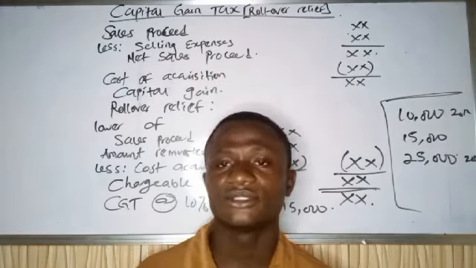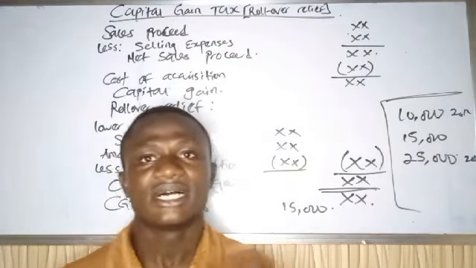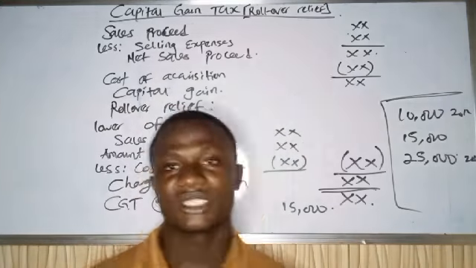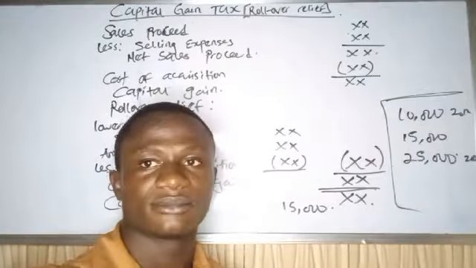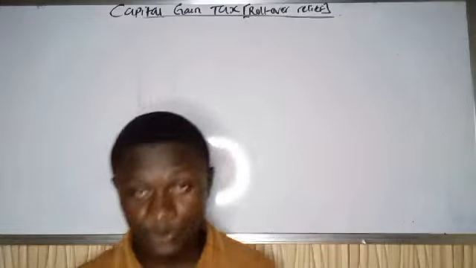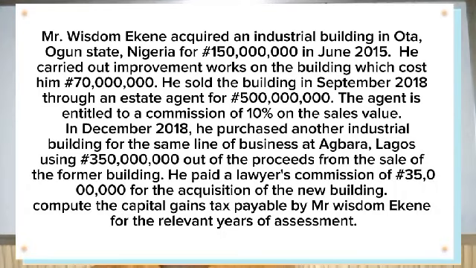So that's the ideology. Let's take a question together and solve, and let's see how we can tackle something like that in real life. So let's go. We have Mr. Wisdom Ican, who acquired an industrial building in Ota, Ogun State, Nigeria for 150 million in June 2015.